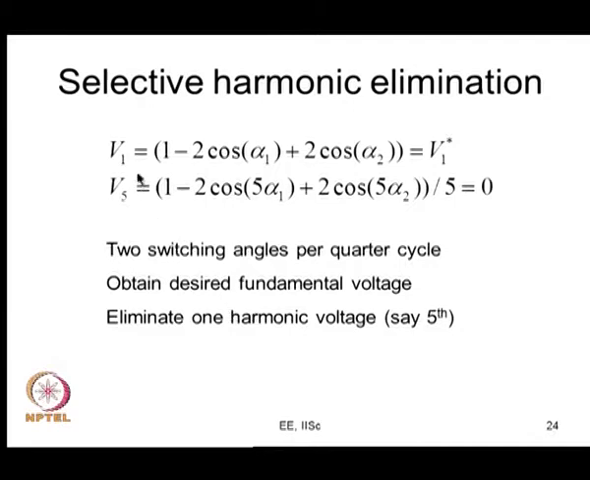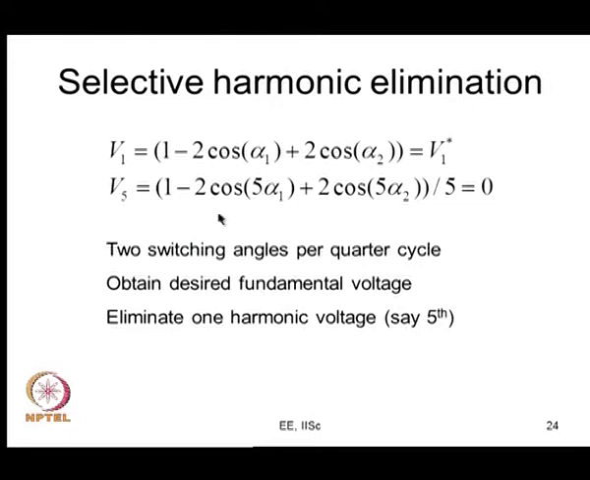So, now you have your V 1, and this V 1 is 1 minus 2 cos alpha 1 plus 2 cos alpha 2, which equals V 1 star. This is one of the equations now. You want to choose your angles alpha 1 and alpha 2 such that your fundamental voltage is equal to the desired fundamental voltage, let us say 0.8 per unit or 90% or 70%, something. This is the desired voltage that you want. So, this is one equation for you. The second equation, let us say you want to eliminate the fifth harmonic voltage.